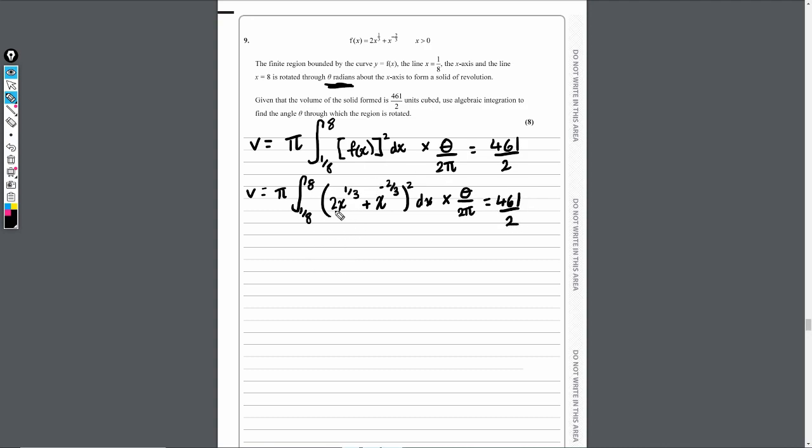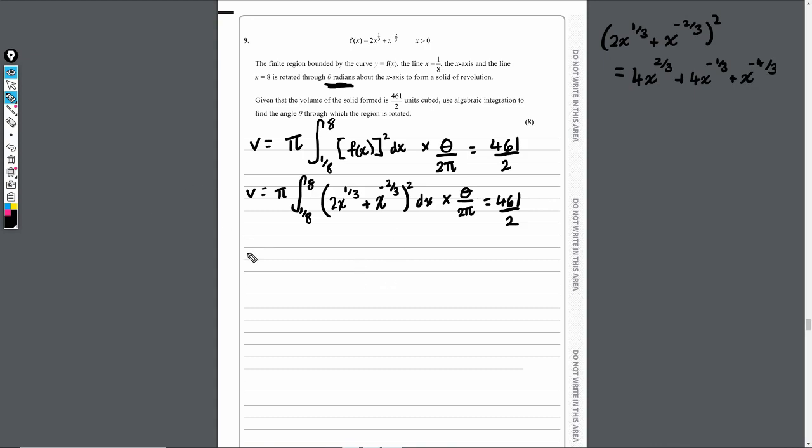So rather than doing it underneath, to square this, again, it's just double bracket. It should be hopefully nice and easy. So I'll write out what this will be. So if you square this, plus x to the minus 2 over 3. Well, this squared, this will give you 4x to the 2 over 3 plus 4x to the minus a third. And then finally, plus x to the minus 4 over 3.